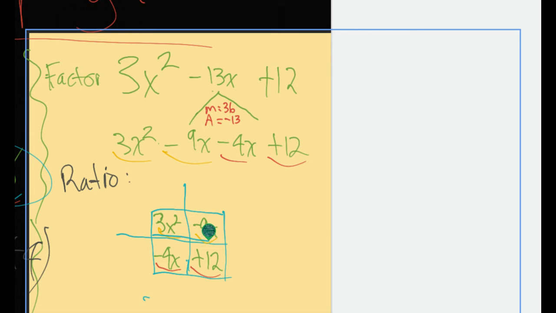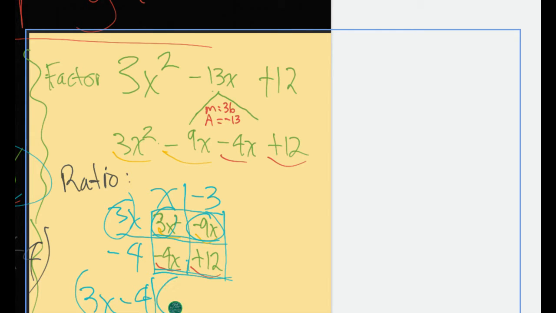Again, common factor the first row, 3x. Common factor the bottom row, negative 4 and 12 is negative 4. The reason we take out a negative is because it's a leading term. Then I divide. 3x squared divided by 3x is just x. Negative 9x divided by 3x is negative 3. So then we know that the factored form of this is 3x minus 4 and x minus 3. Okay, that's the factored form of this.